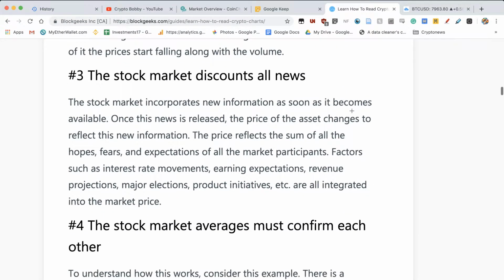Number 3, the stock market discounts all news. The stock market incorporates new information as soon as it becomes available. And as soon as this news is released, the price of the asset changes to reflect this new information.